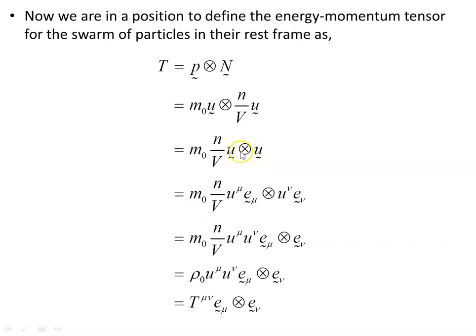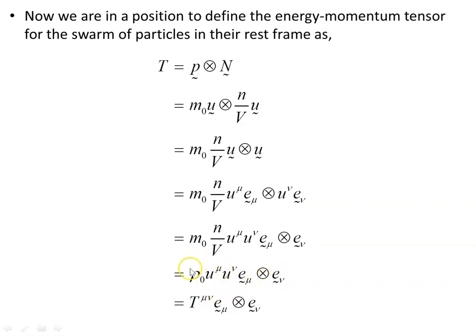I don't mean that. This is the tensor product, and we'll see what that means shortly. We have m0 n on V times components, basis vectors, and again components here, the contravariant components, and the covariant component basis, or the tangent basis vectors here. Again, just collecting terms, a little bit of algebra, keeping the tensor product for the basis vectors here, and rewriting m0 n on V as rho 0. We're in the rest frame, this object here.